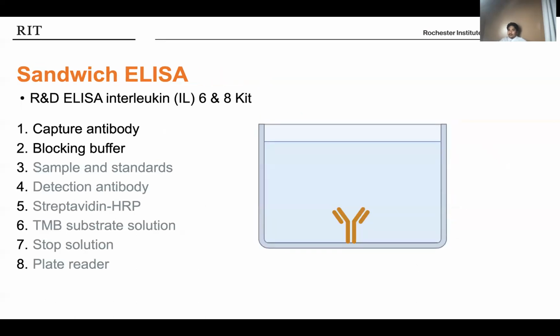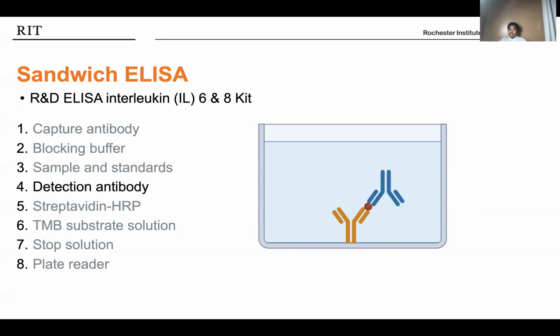Now, to validate TLR2 activation, we use a sandwich ELISA protocol with either interleukin 6 or 8 from R&D. We use these two because IL-6 and IL-8 are commonly secreted in the inflammatory pathway when TLR2 is activated. So the first step is to coat the plate with a capture antibody, which is specific to IL-6 or IL-8. And then we add a blocking buffer to make sure that nothing else can bind to the surface. We then add the samples and standards, which contain the interleukins that can bind to the capture antibody.